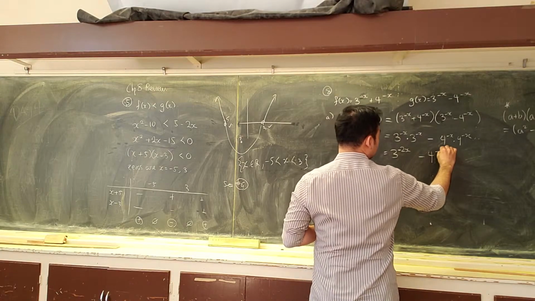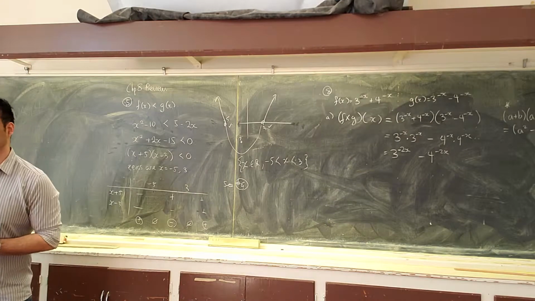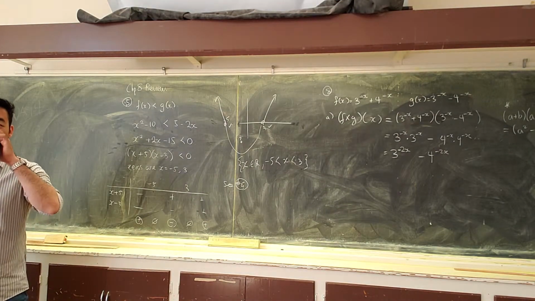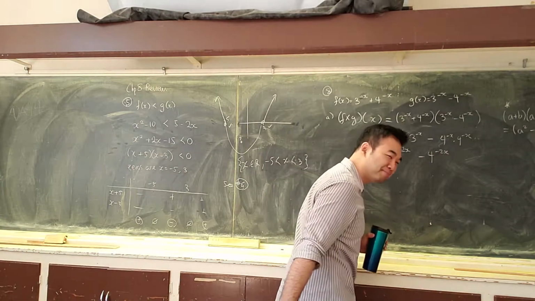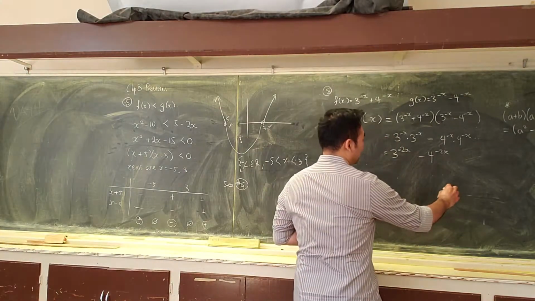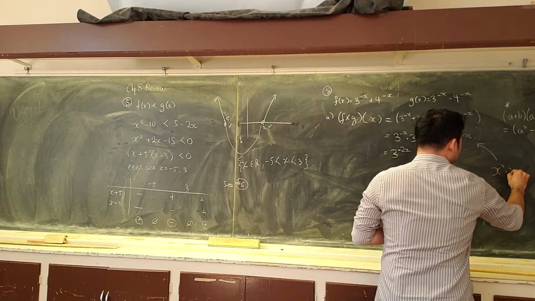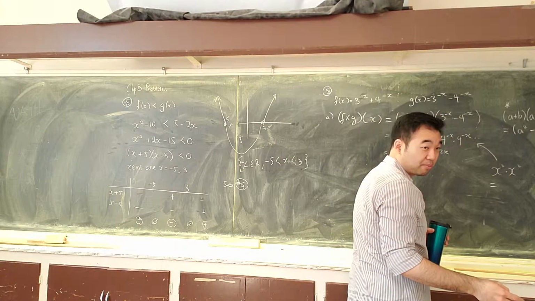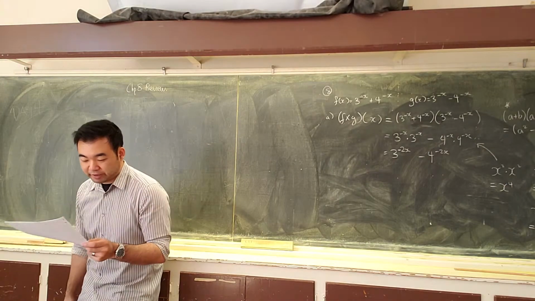How dare you? These are their exponents. The bases don't multiply. My goodness. What does that turn into? X to the power of 4. Number 11. That's a good one.